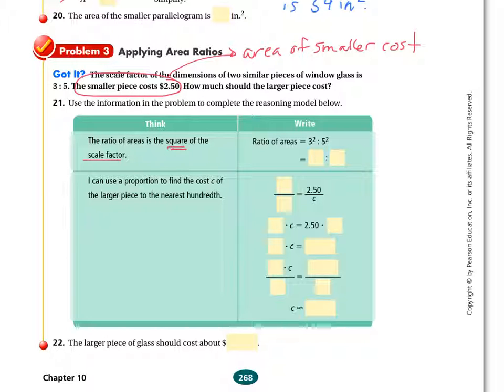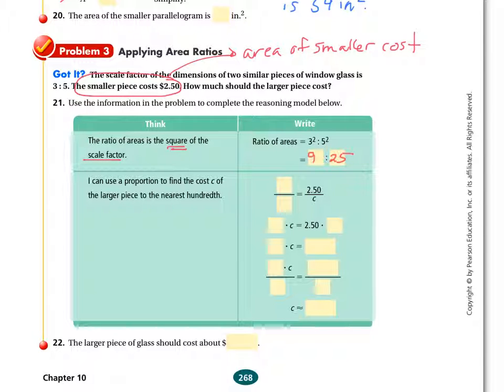So we're going to look at the area. Don't know what the area is, but I do know the scale factor is 3 to 5. So they took and squared the 3 to 5. And what did they get? 9 to 25. So I could use a proportion to find the cost of the larger piece to the nearest hundredth. So if I take the 2.5 they've put up here, 250, in the numerator, is that related to the smaller or the larger cost?